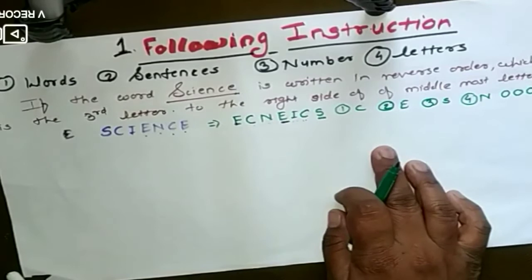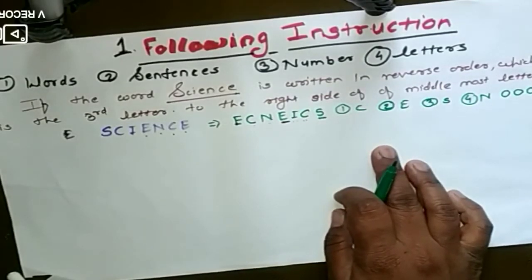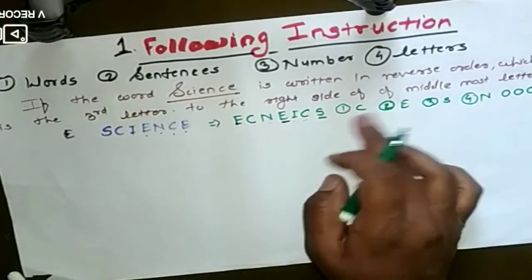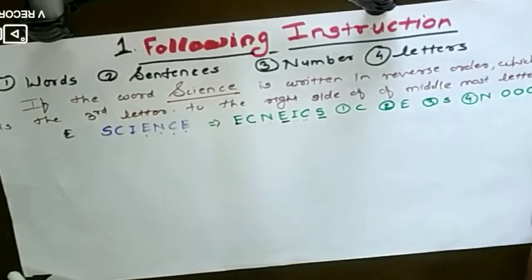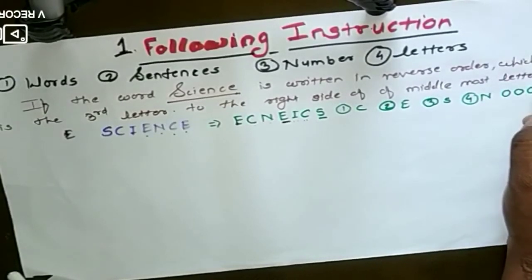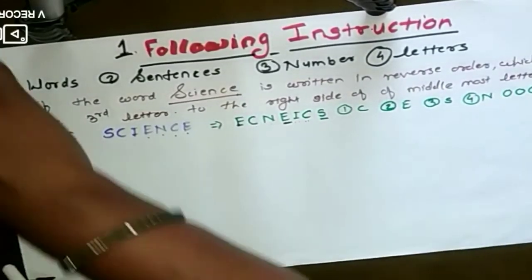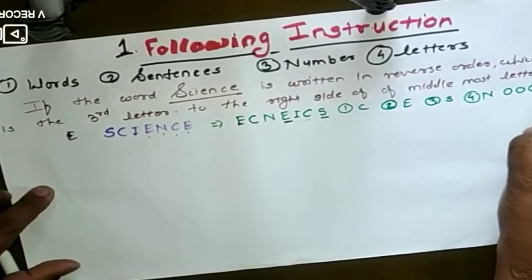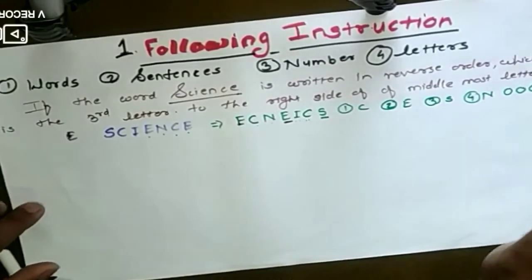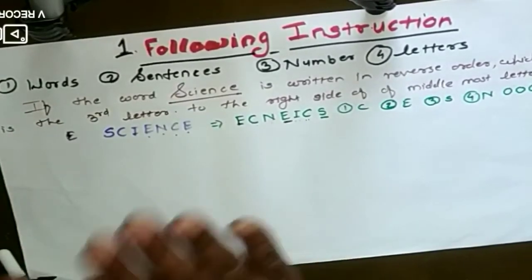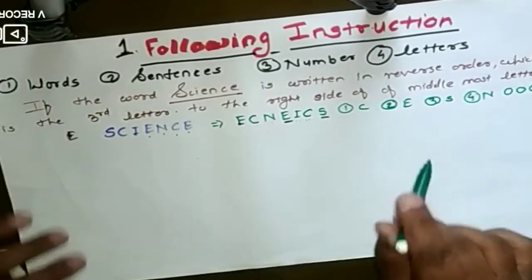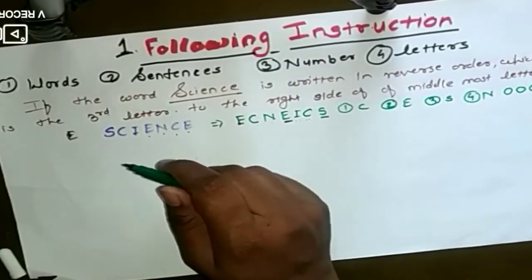So what is its answer? Its answer is the third letter to the right side of the middle letter. So yes, its answer is S. So we will write here S is its answer, and we have to circle this S. Okay, now in this way, this is how we generally solve it. We have to give each question 1 minute.